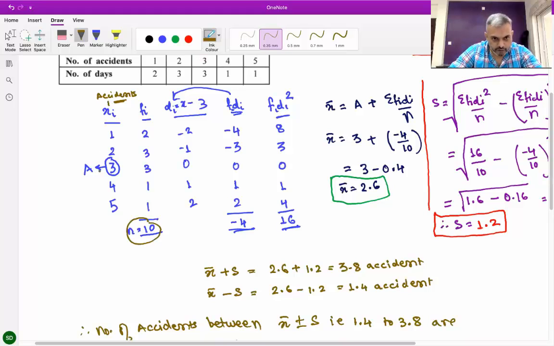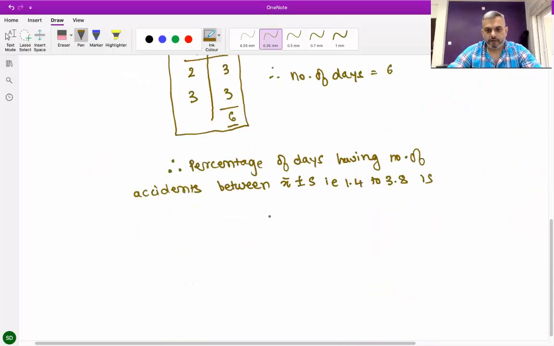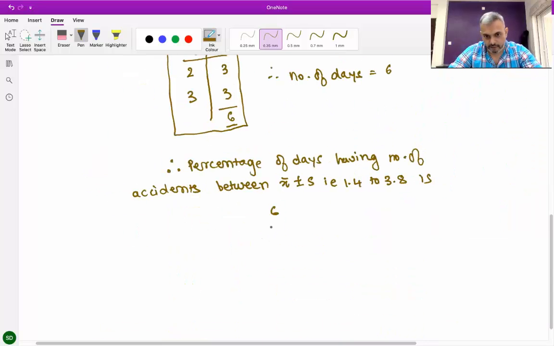So it is 2, 3, so 3 plus 3, 6. So which is equal to 6 days upon 10 days, because percentage, so into 100. 0, 0 cancel, 60%.